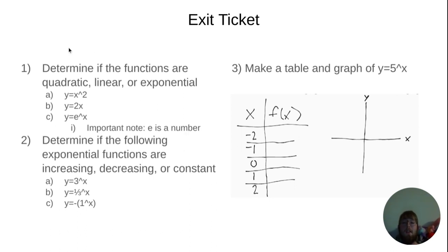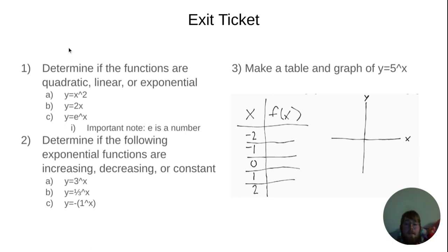So firstly, determine if the functions are quadratic, linear, or exponential. Remember, quadratic is going to have a power of 2. Linear is just going to have an x, and exponential functions are going to have that power of x. So we have y equals x squared, y equals 2x, and y equals e to the power of x. An important note: e is a number, not a variable.